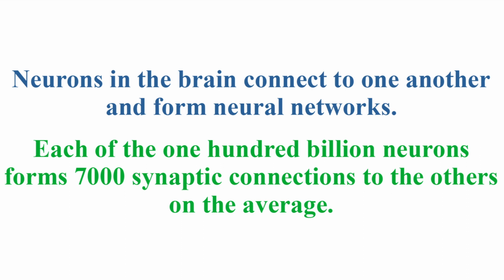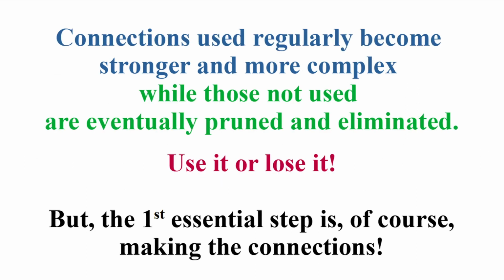They are electrically excitable cells. On the average, each neuron makes 7,000 synaptic connections to the others. Use it or lose it happens to be the motto of the brain. Connections used regularly become stronger and more complex, whereas those not used get eliminated by a process called pruning. But notice that the first essential step is always making the connections.